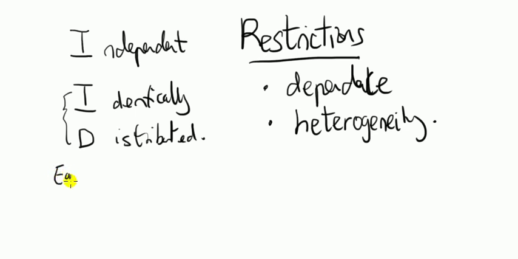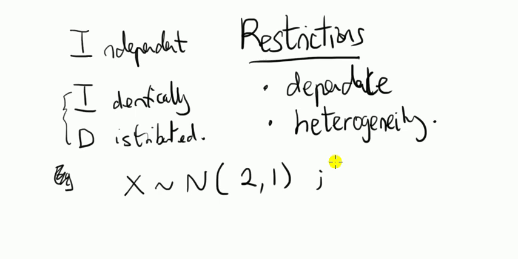Independent, we know what that means. That means the outcome of one observation does not affect the outcome of another observation. Identically distributed, let's just spell out what this means. If x and y are identically distributed, it means, for example, that they both share the same distribution with the same parameters. So say x is distributed normally with a mean of 2 and a variance of 1, then if y is identically distributed to x, it will also be normally distributed with a mean of 2 and a variance of 1.